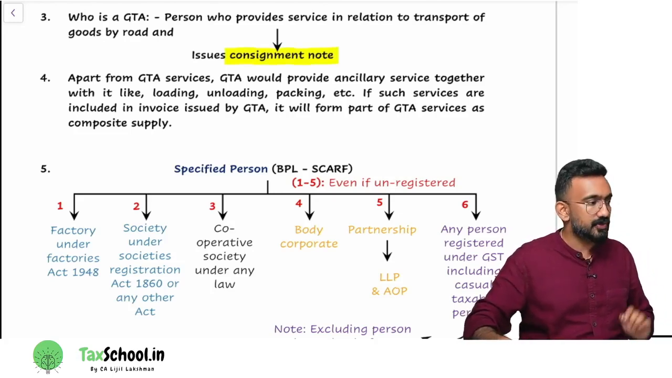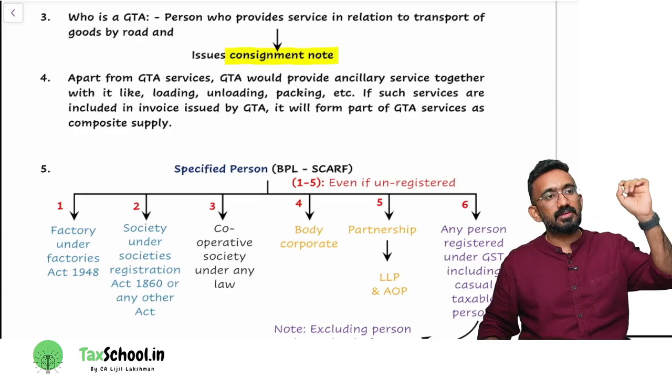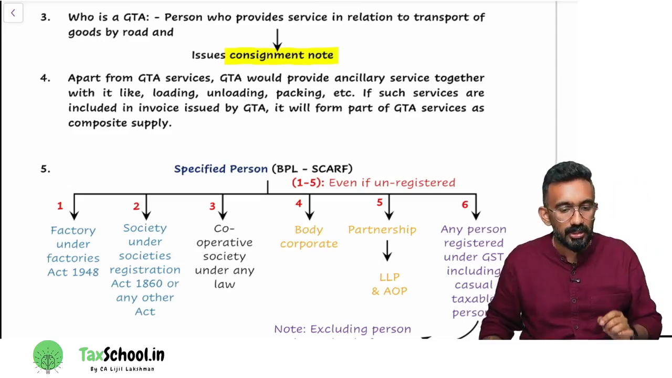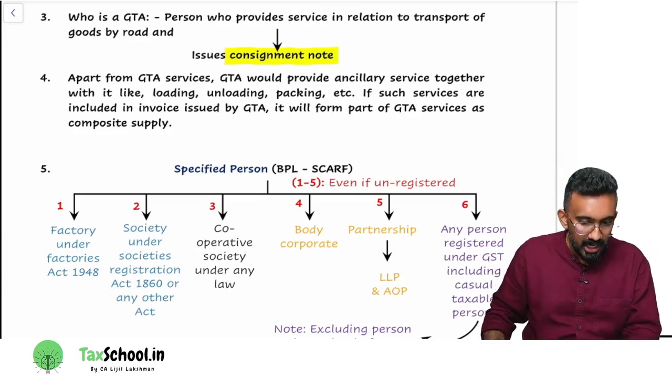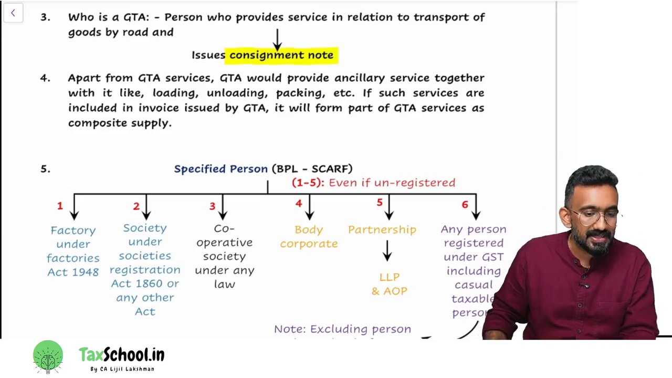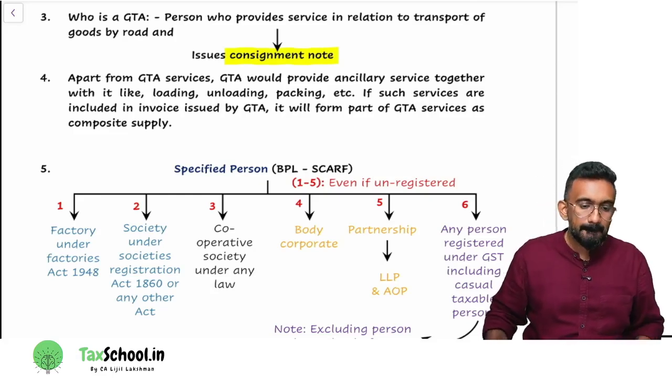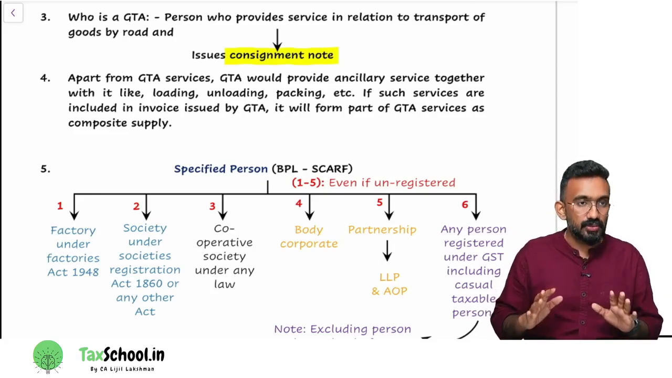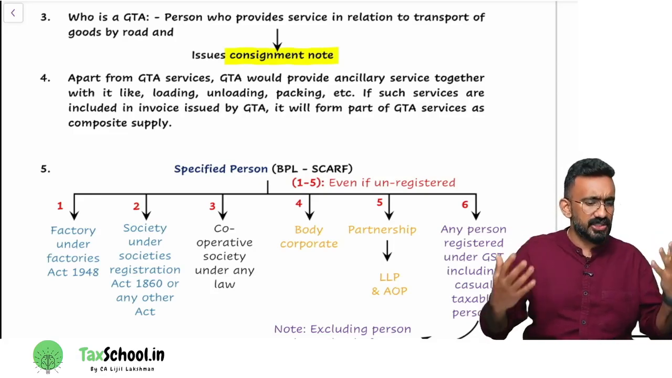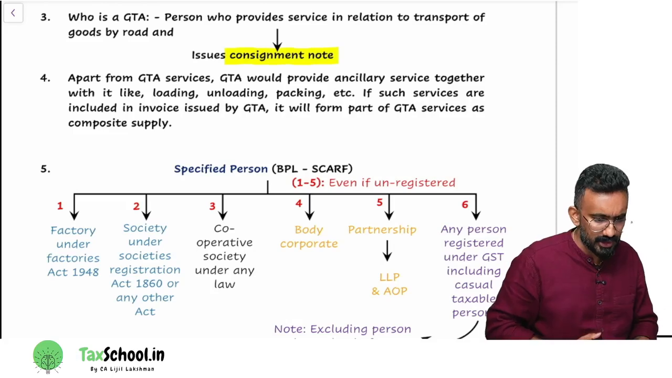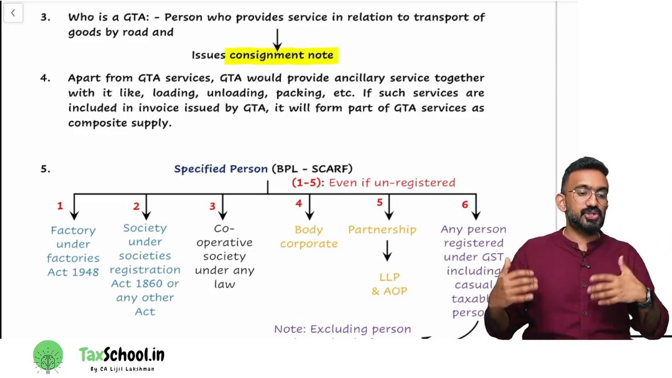So GST provision says that only when the transporter issues a document called a consignment note, I would call that transporter a goods transportation agency. Next question would be, sometimes what happens is that a GTA would not only do transportation. Say, for example, Agarwal GTA, a very famous GTA in Chennai. I have taken their services to shift my apartment.